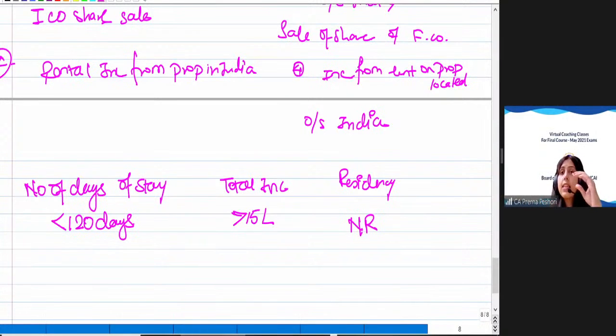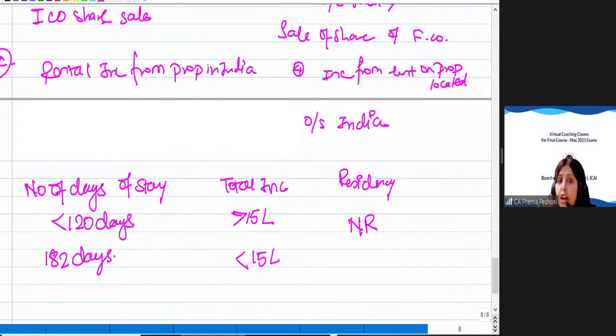Why? Because even though my income exceeds 15 lakh, I will be falling under that second exception, which says my stay should have been more than 120 days. Is it the case? The answer is no. So in that particular case, I will be considered as non-resident, right? For income less than 15 lakh, you have the condition of 182 days. For income more than 15 lakh, you have the condition of 120 days, right?